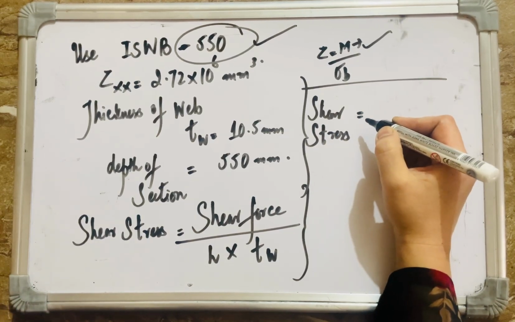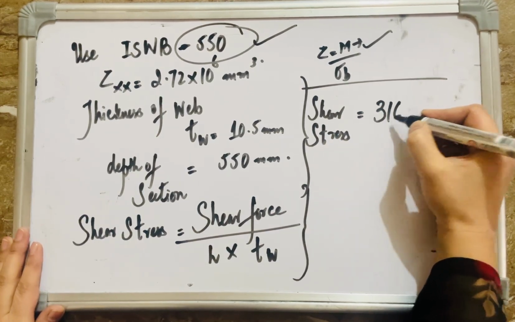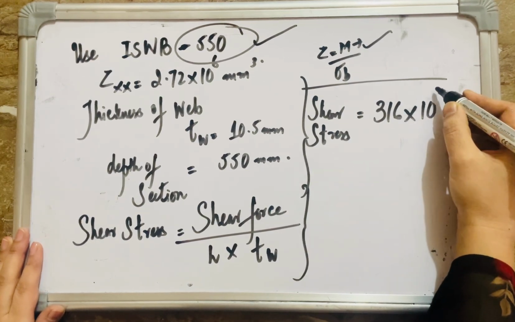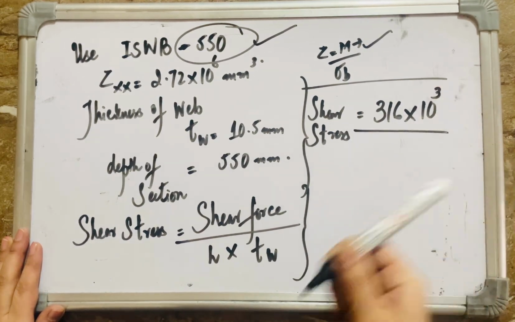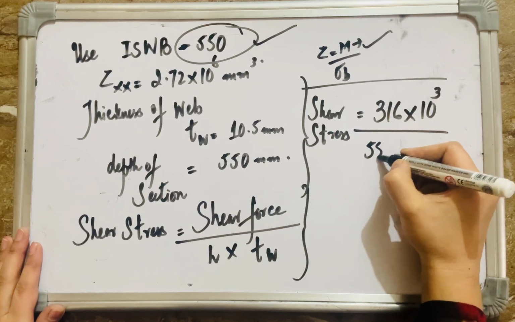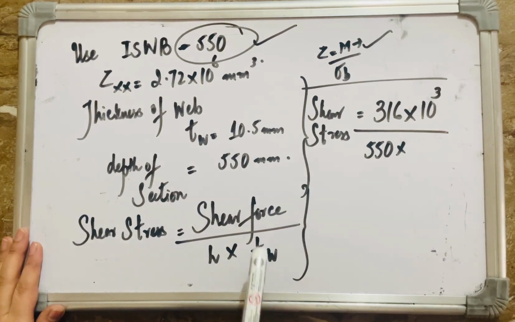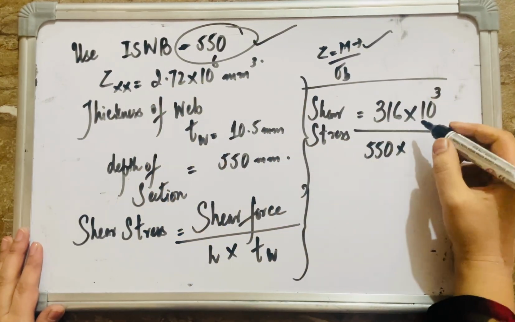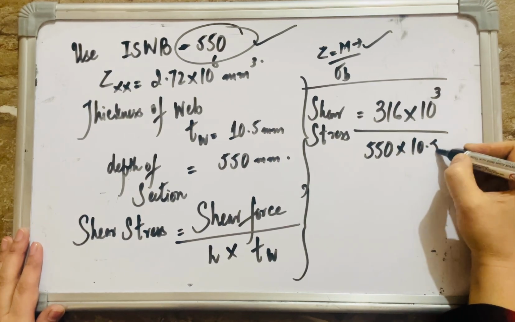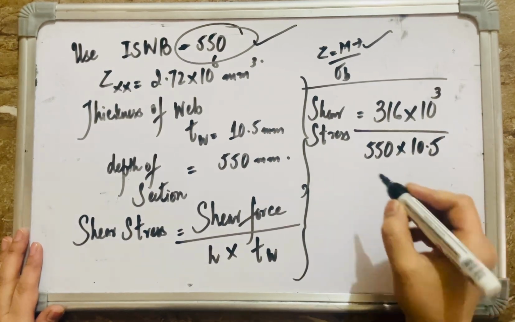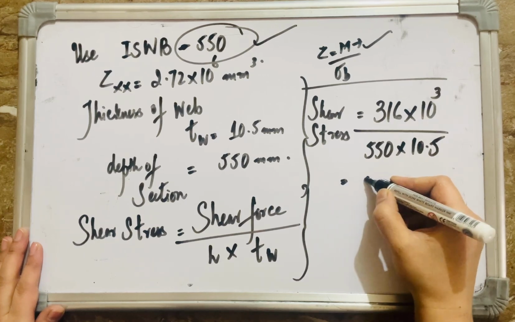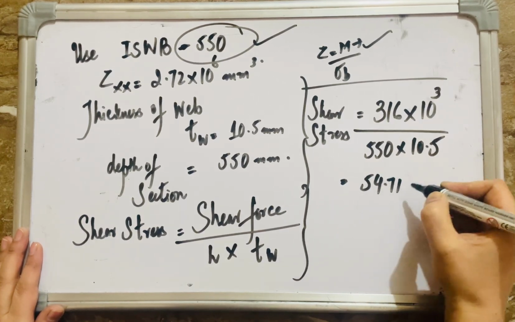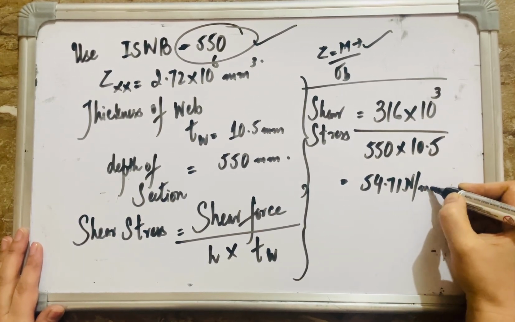How much is our design shear force? It is 316 kilonewton, for dimensional homogeneity × 10^3, divided by how much is the depth of the section? 550 mm. And how much is the thickness of the web for our ISWB 550? From the steel table, we saw it was equal to 10.5 mm. So the shear stress will be equal to, by calculations, 54.71 N/mm².